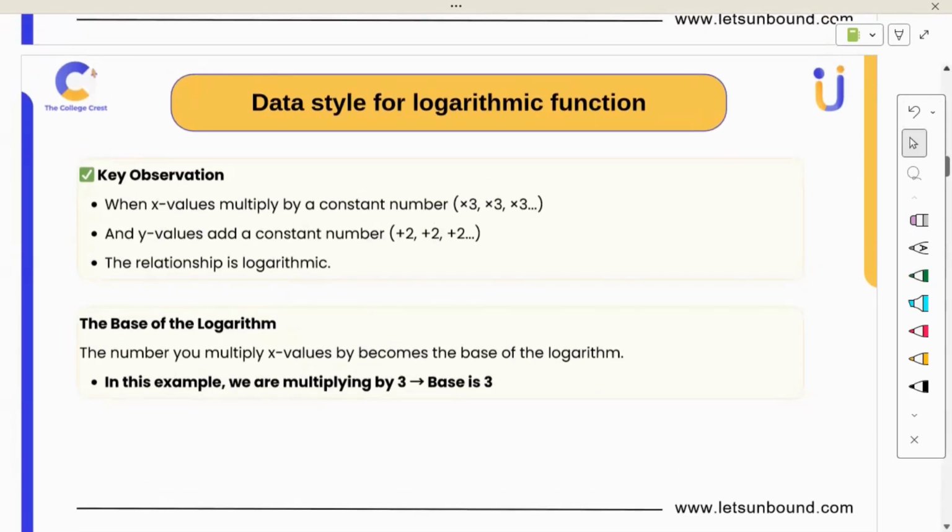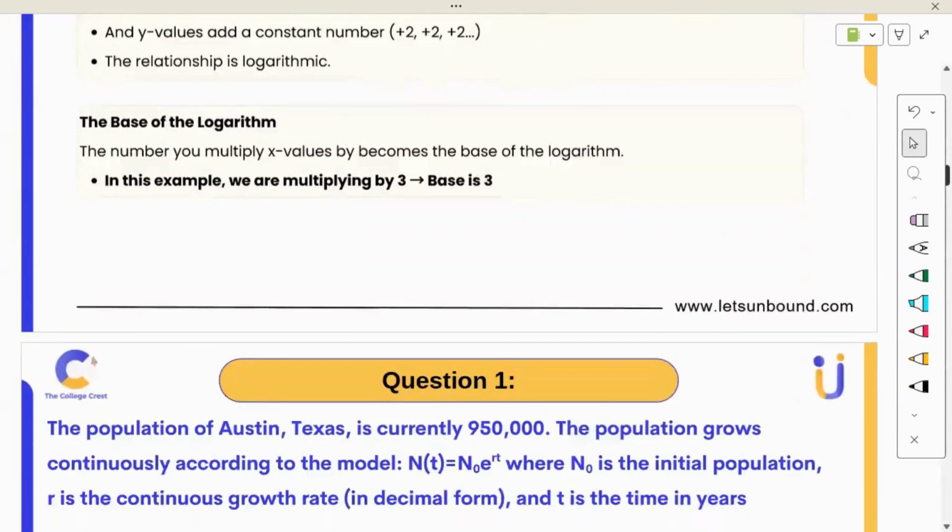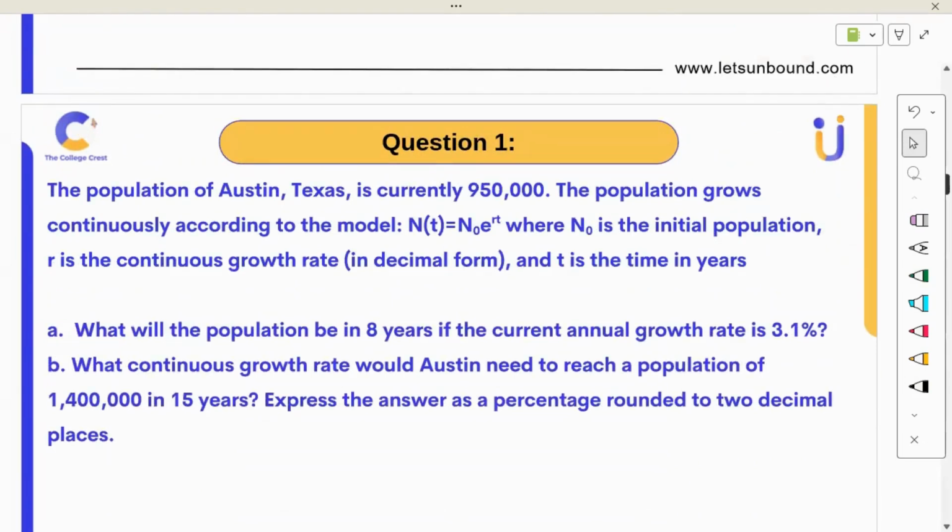Now, for logarithmic, the very important thing is the base. The number you multiply by, like if it's multiplying by 3, that common ratio becomes the base of the logarithm. In this example, the independent values are getting multiplied by 3, so the base is 3. And that's it. Let's get into the question.